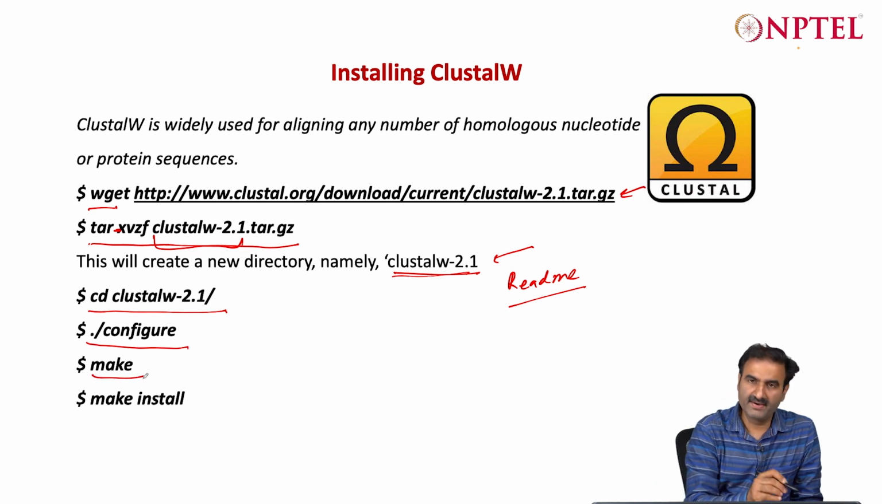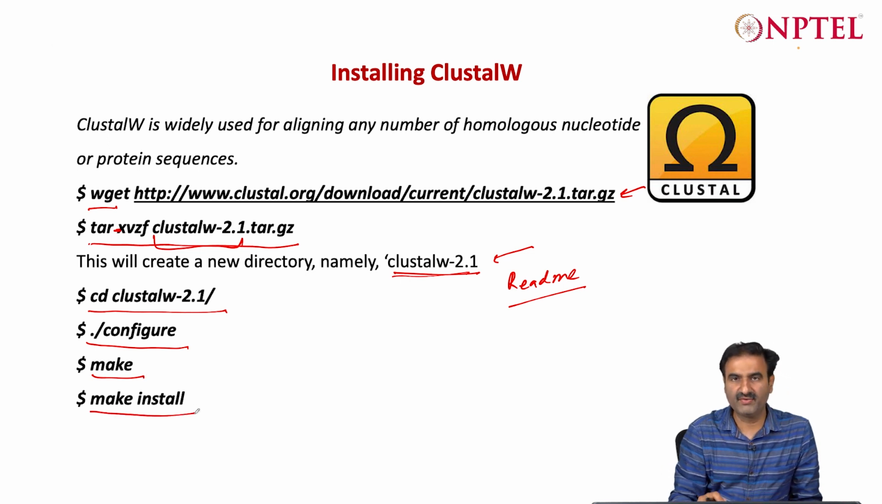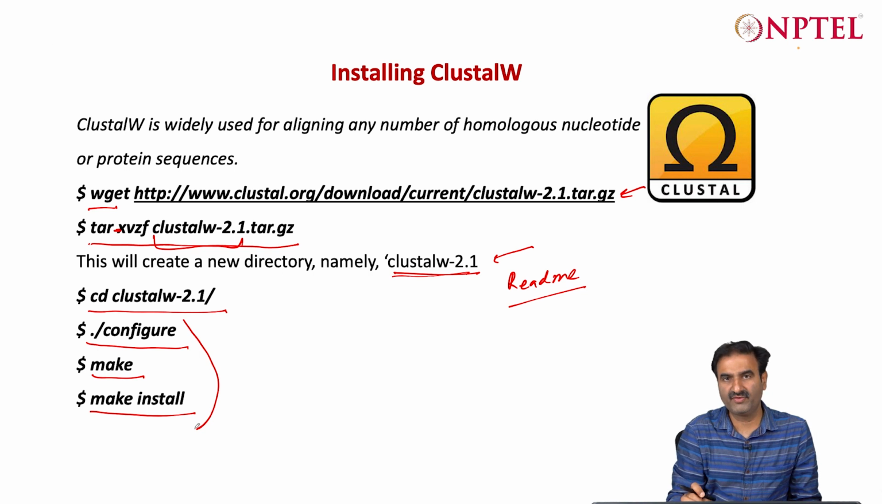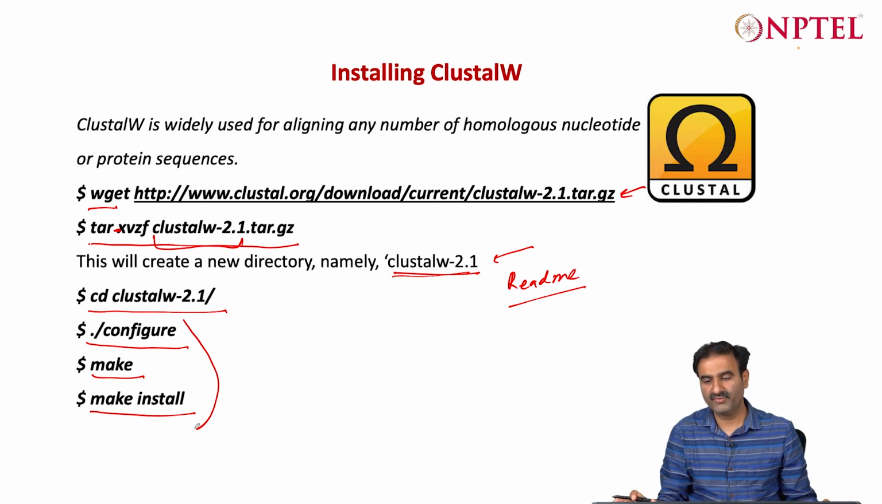Then you have to do make. So you are making your program. And then make install. Whatever you have made, you are installing that program on your system. So these are the 3 standard commands that you will be using for installing a program from source.